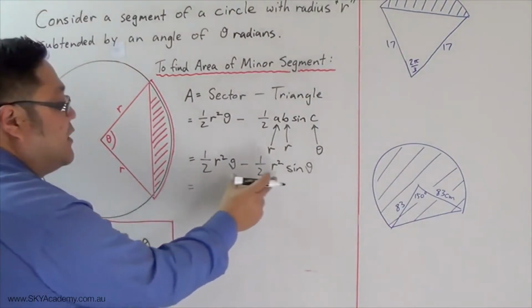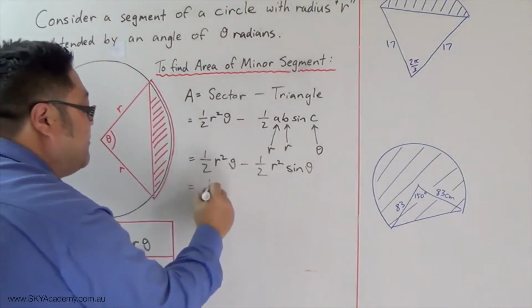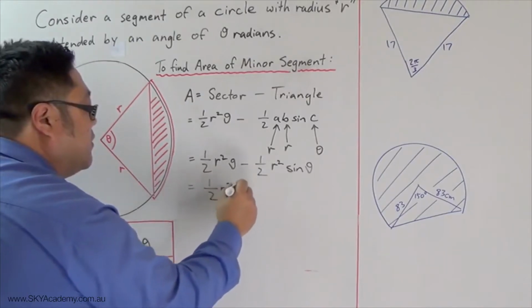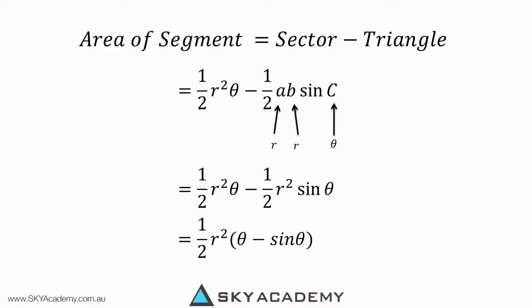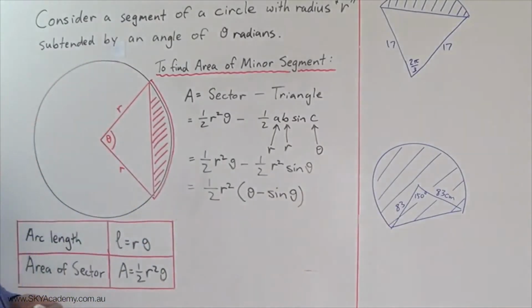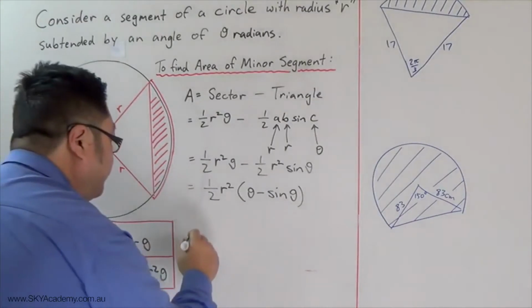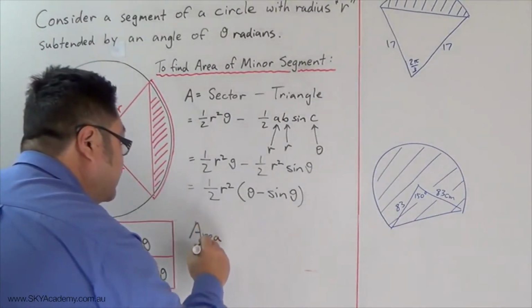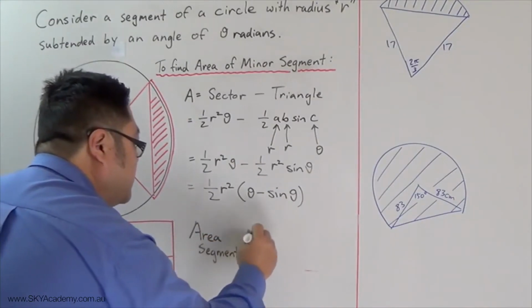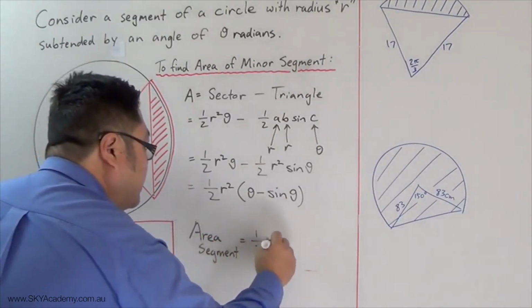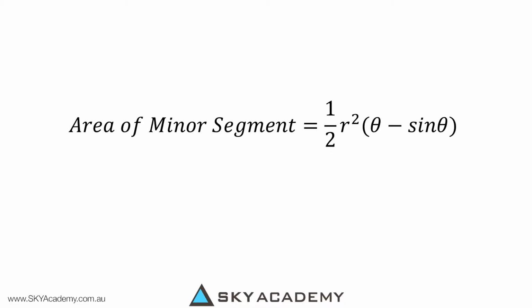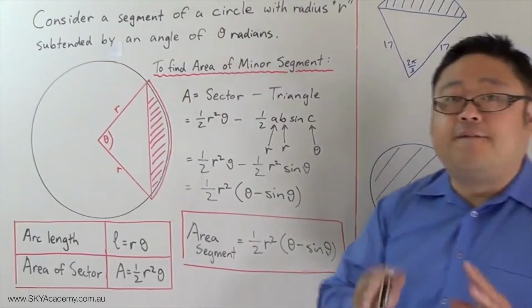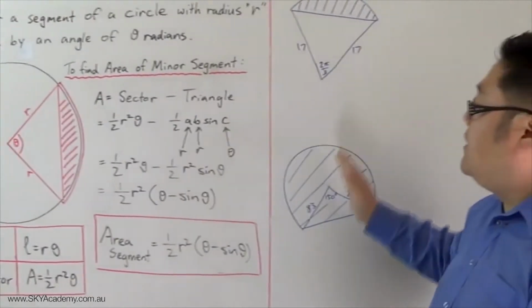Now if we factorize the half r squared out, what we're left with is theta minus sine theta. So, I'll write this over here: the area of the segment is equal to a half r squared times theta minus sine theta. So, how does that then affect how we do questions like this?